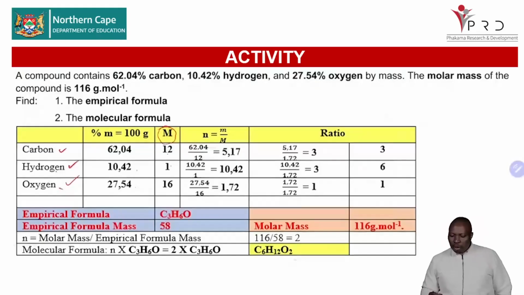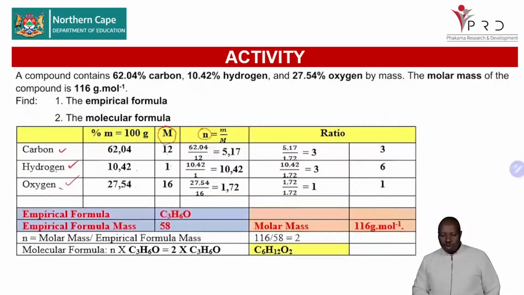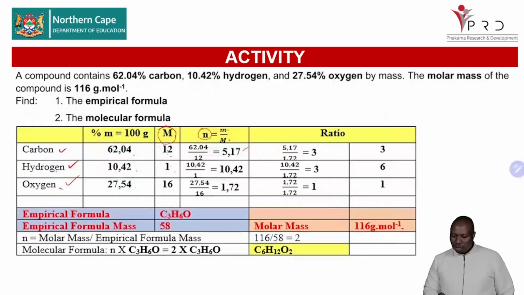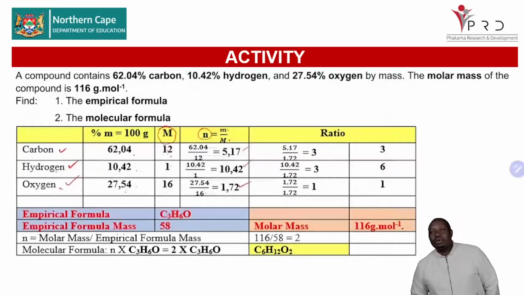So you are able now to say, okay, I'm having the mass, I'm having the molar mass, I can calculate the number of moles. How do I do that? I will say mass over molar mass. So you will take your mass, 62.04 divided by molar mass, which is 12, and then you get 5.17. You take 10.42 divided by 1, you get 10.42. You take your 27.54 divided by 16, you got your 1.72.